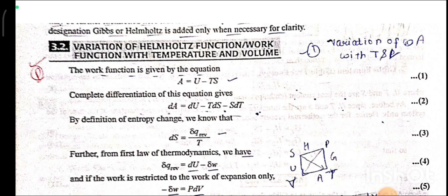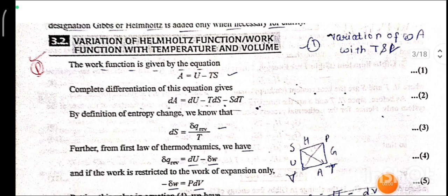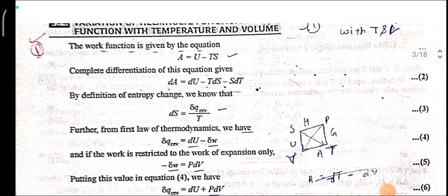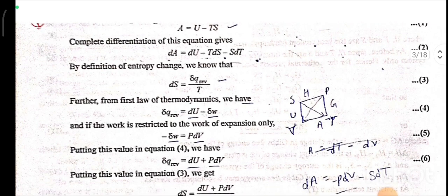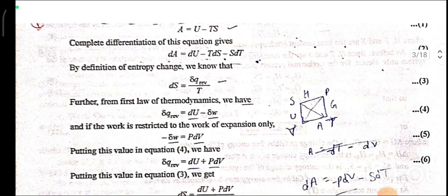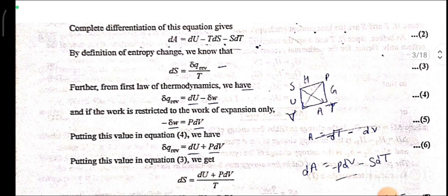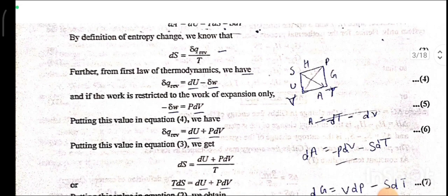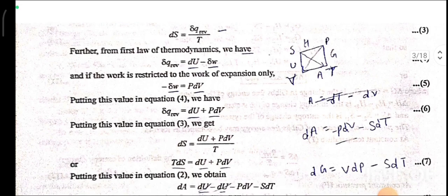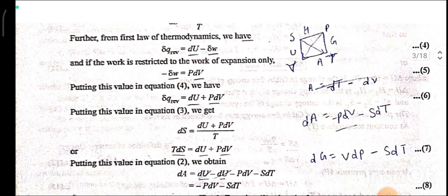Variation of the Helmholtz function, work function, with temperature and volume. The work function is given by the equation A is equal to U minus TS. The complete differentiation of this equation gives dA is equal to dU minus TdS minus SdT. Equation 2. By definition of the entropy change, we know that dS is equal to Q reversible upon T. Equation 3. Further, from the first law of thermodynamics, we have Q reversible is equal to dU minus delta W.